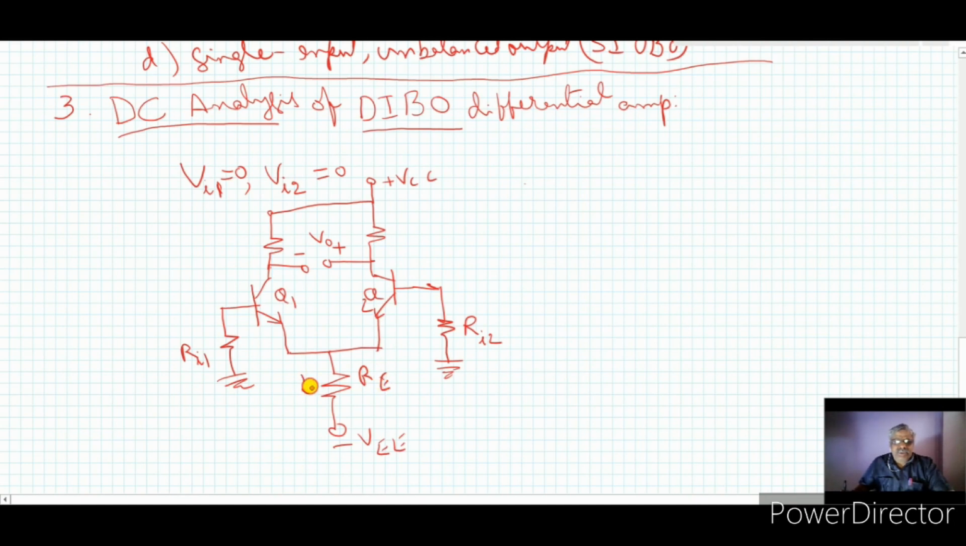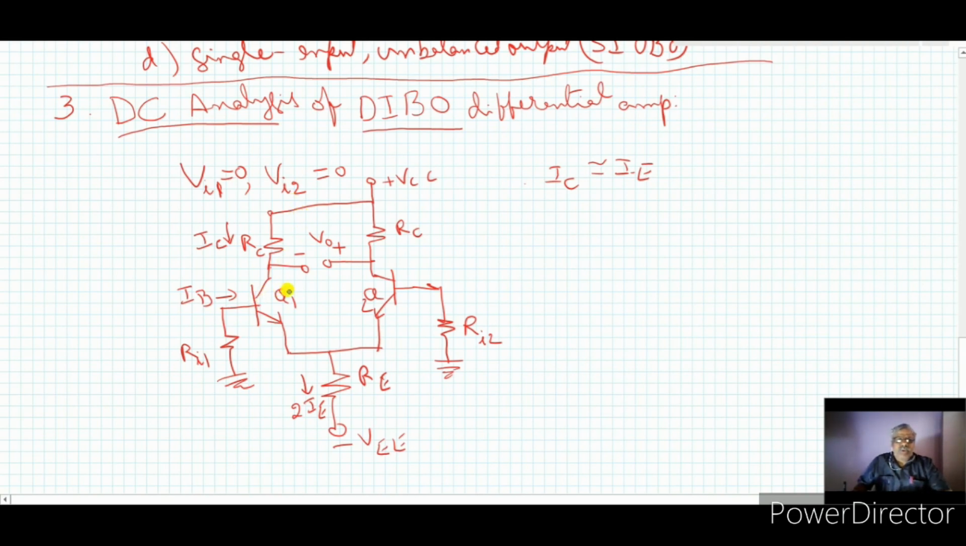The current flowing through this is 2IE, the DC current flowing through this, and these two collector resistances are RC, RC. Current flowing through this collector resistance is IC, and current flowing through the base terminal is IB. We know collector current is almost equal to emitter current. This notation we use whenever it is required.